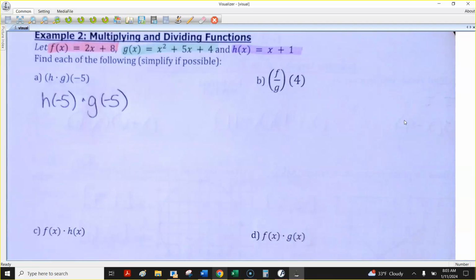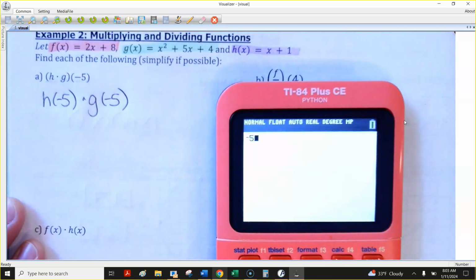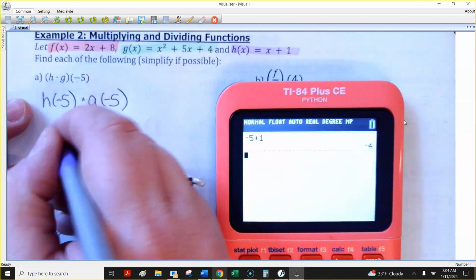So like if I do h of negative 5, where's the h? Don't judge me for typing this on my calculator right now. Okay, so h of negative 5 would just be negative 5 plus 1. So this is negative 4.